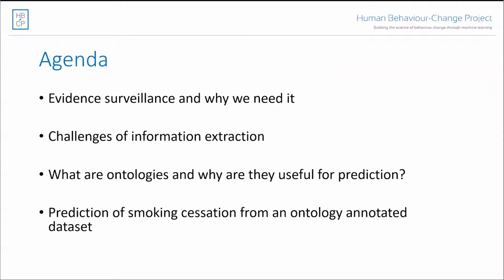So first of all, I'll take you through some of the overriding objectives for what the Human Behaviour Change Project is doing, why we need evidence surveillance, and some of the challenges we found in extracting information from published papers. And then Jana will take us through ontologies, why they're useful for prediction, and then a specific use case around smoking cessation from an ontology annotated during the project.